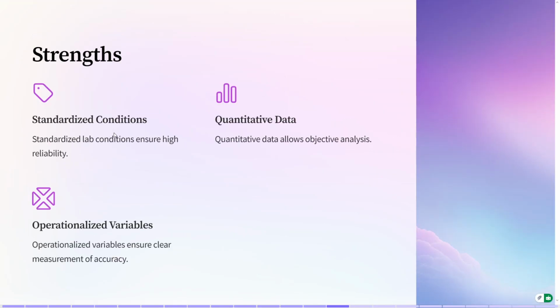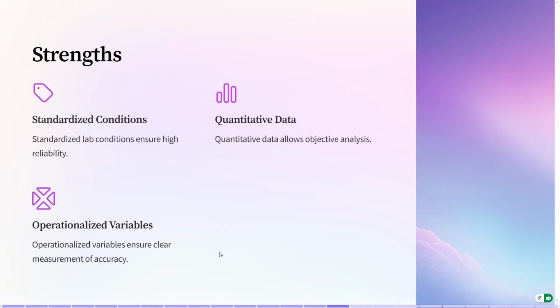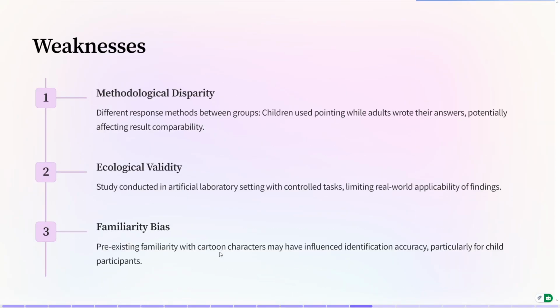Strengths of the study: standardized lab control conditions ensure high reliability. Quantitative data allows objective analysis, because everything is objective and you are not being biased. Operationalized variables made sure that everything is clearly measured and accurate. Operationalized variables talk about what shows the score, for example, what do you mean by cartoon faces? Everything is well defined.